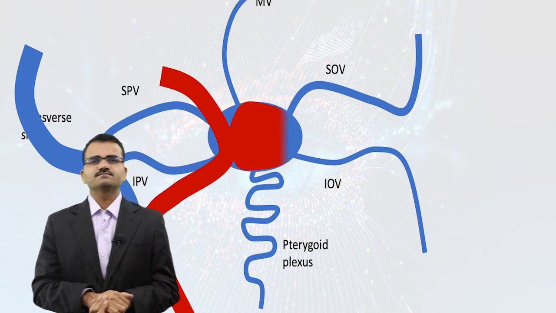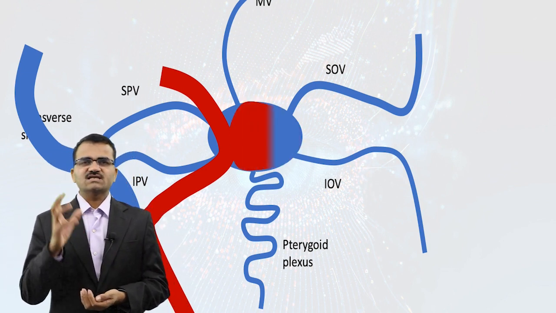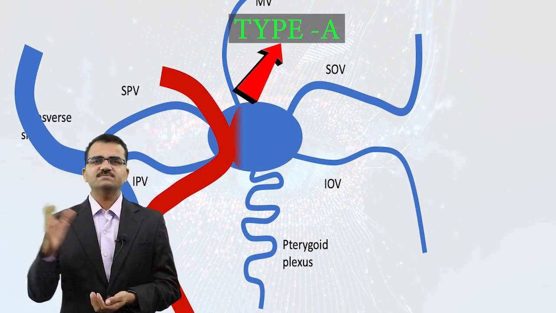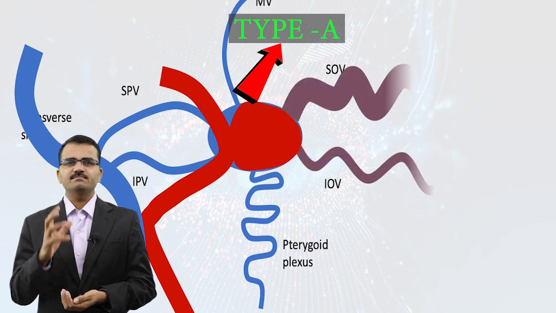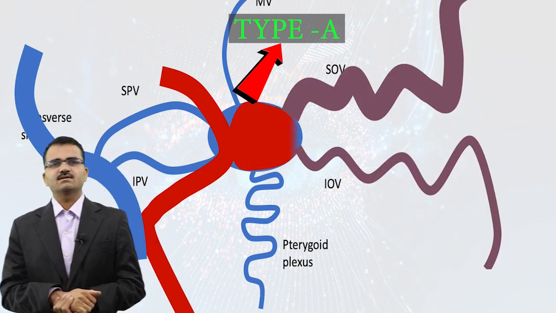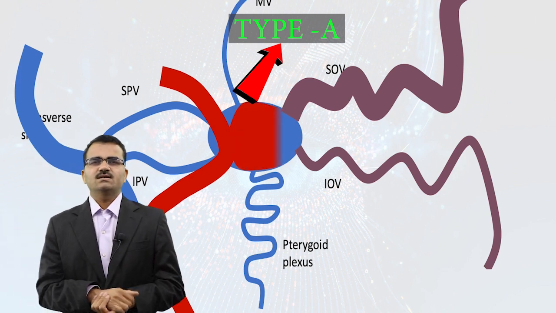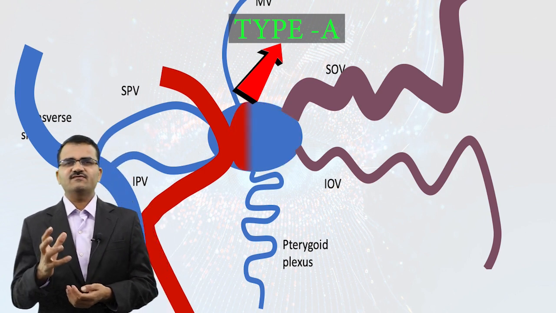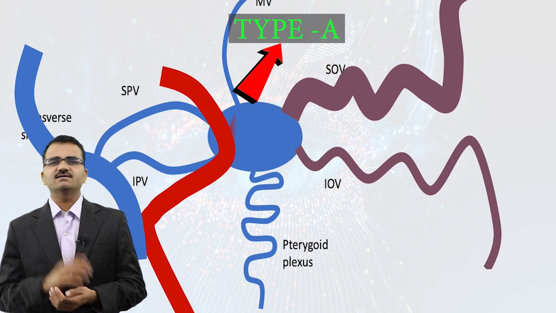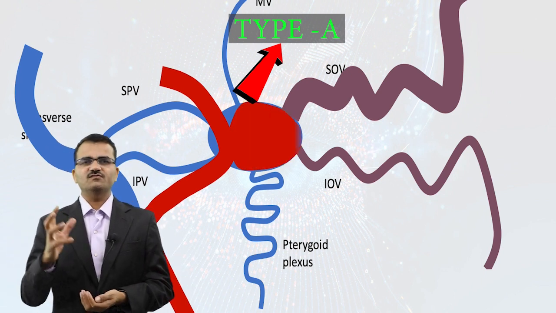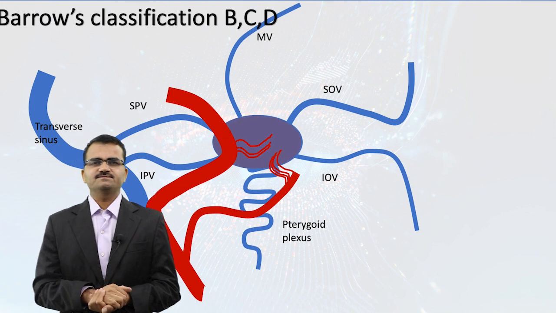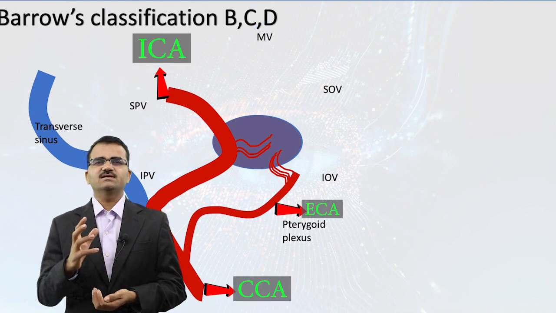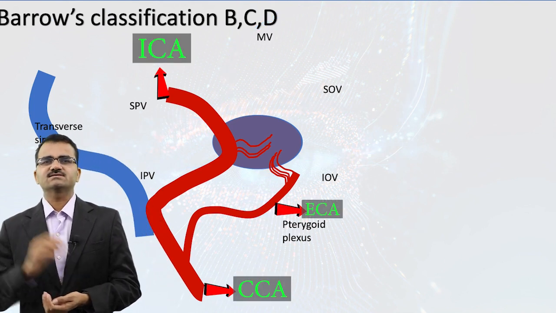Then coming to Barrow's classification of CCF. He classified into four types: type A, B, C, D. In type A, there is direct CCF between the cavernous segment of internal carotid artery and cavernous sinus. It is high flow fistula. Type B is indirect slow flow fistula between the dural branches of ICA and cavernous sinus.